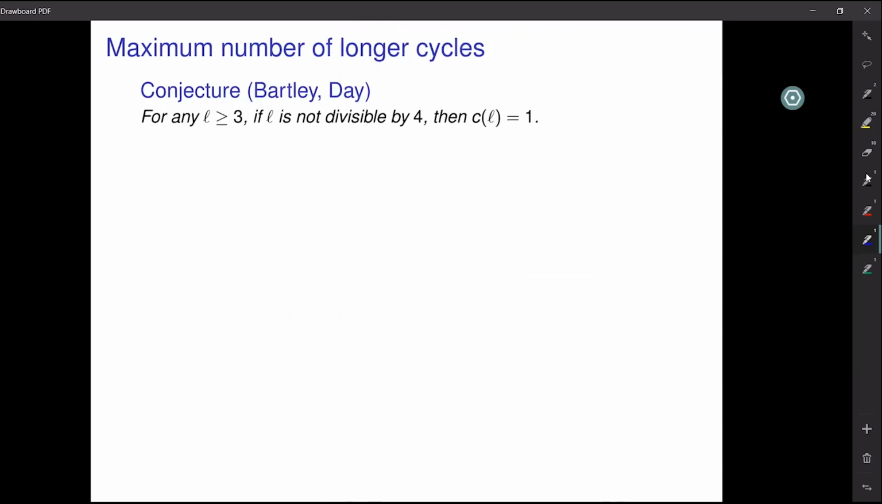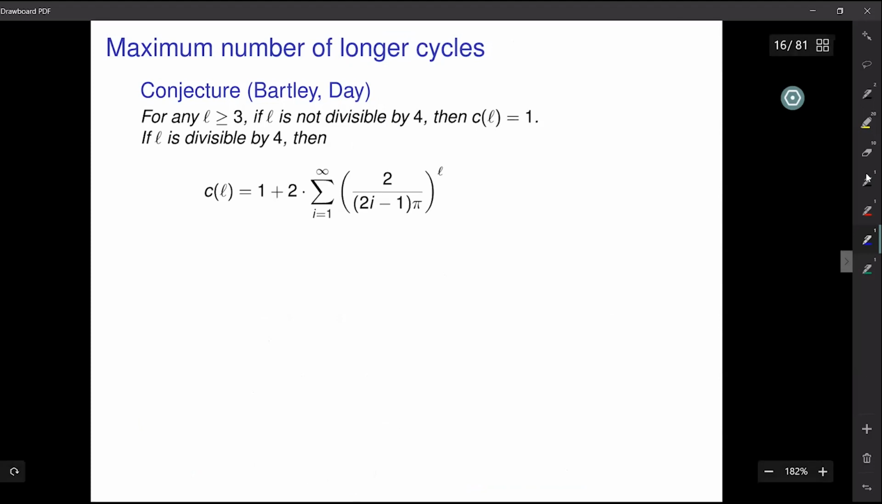So if I take any length L, of course at least 3, which is not divisible by 4, then the maximum number of cycles is basically the same as in a quasi-random tournament. And so you cannot do anything better than in a random tournament. So what's happening for L divisible by 4?